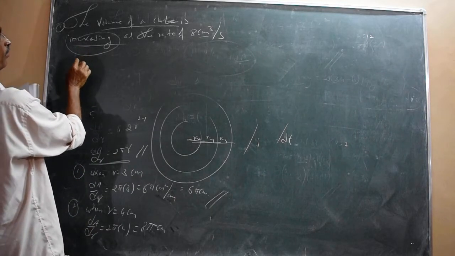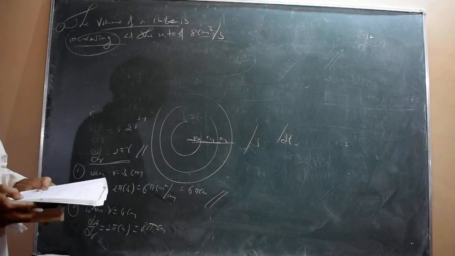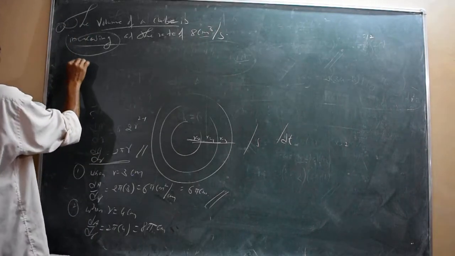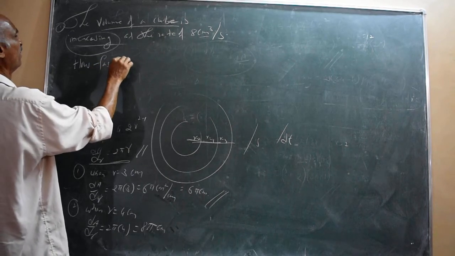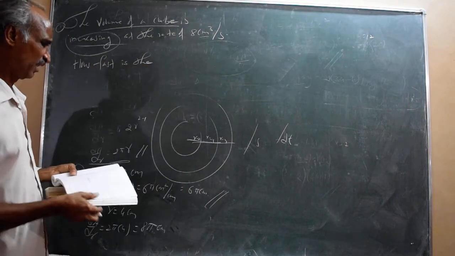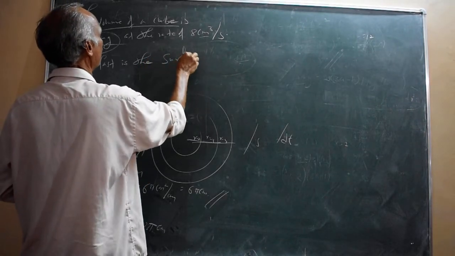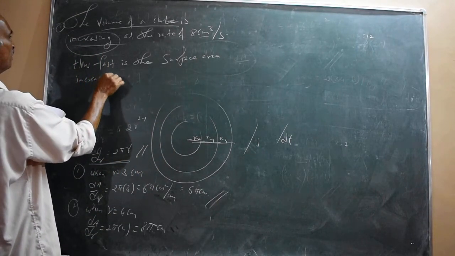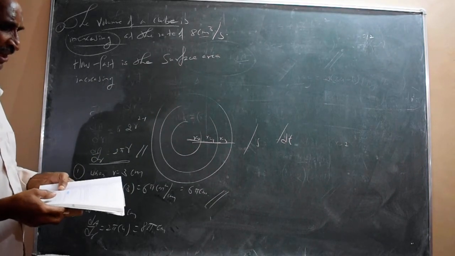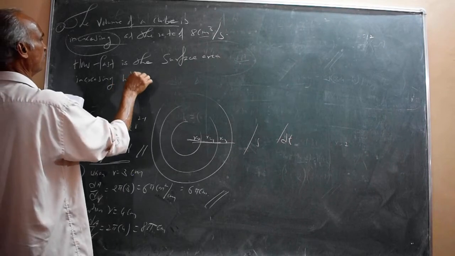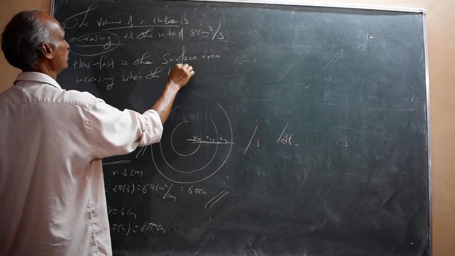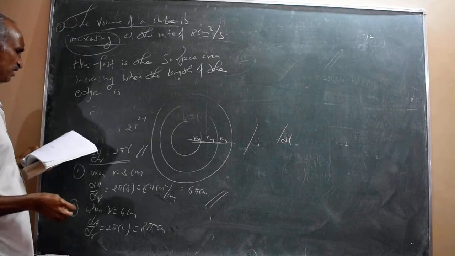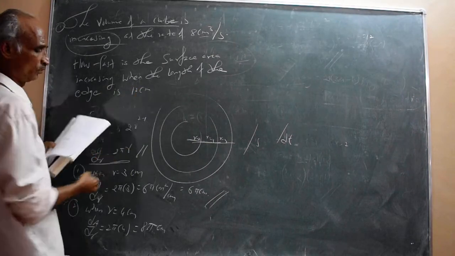Volume of cube increasing at the rate of 8 centimeter cube per second. How fast is the surface area increasing when the length of the edge is 12 centimeters? Okay, cube.